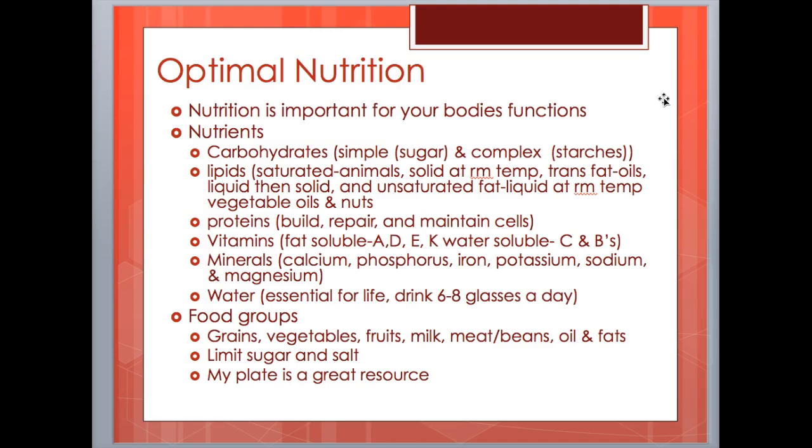We cannot go very long without our water. You need to drink as a human being 6 to 8 glasses of water a day, and that just maintains an equal balance. Food groups are also important to know for this optimal nutrition, so you can teach your patients and clients what they should be eating. So, of course, you want to go by the food guide pyramid, and we have grains, vegetables, fruits, milks, meats and beans, oils, and fats, which is very sparingly.